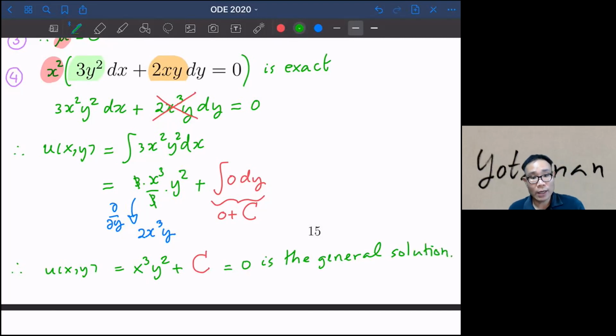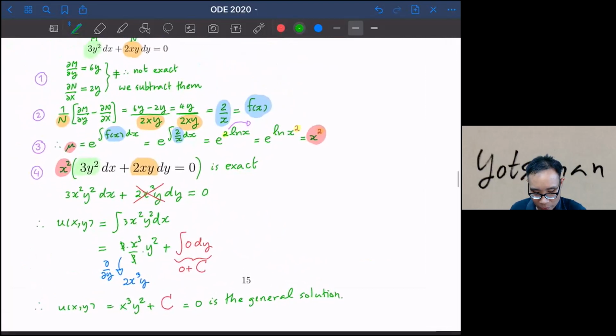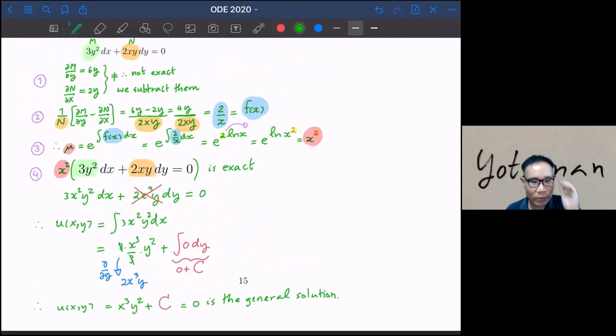Okay, that's all. So this is how we solve this example. A little bit longer than you expected. However, it's going to consist of about 5 steps. It's going to be step 5 that you get the general solution u(x,y) here. So it's about 5 steps that you may have to do.